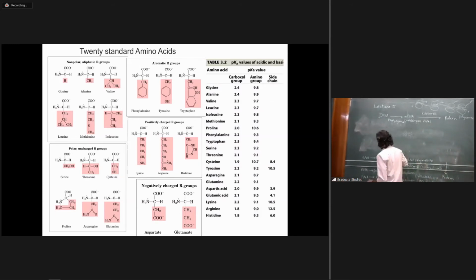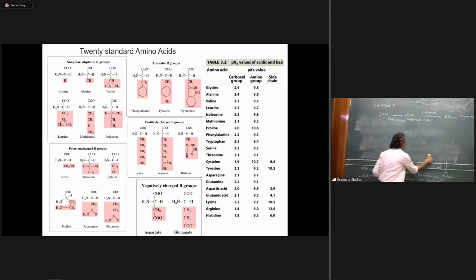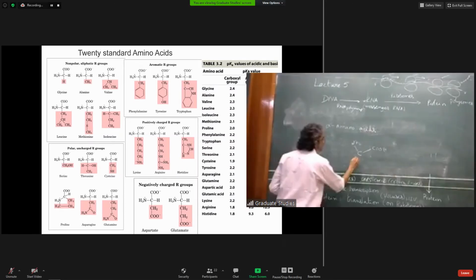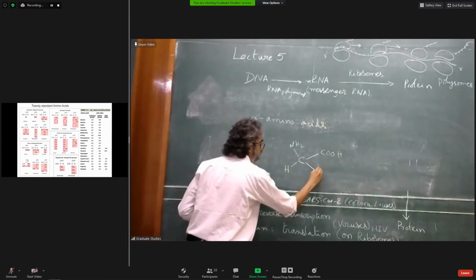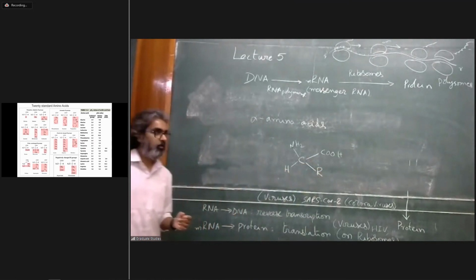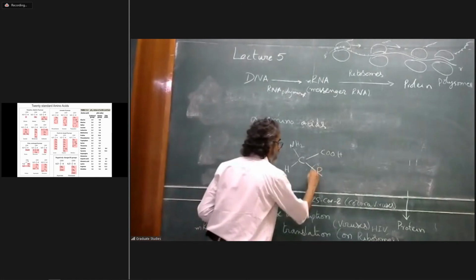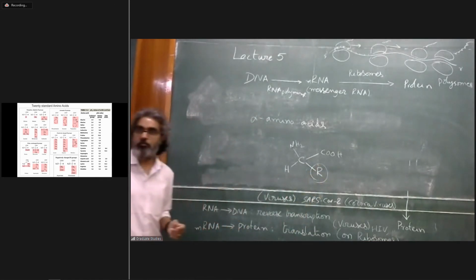So as the name suggests, these are amino acids. So you have an amino group and a carboxyl group, okay? And so these are alpha amino acids. Means that you have an amine group and the carboxyl group attached to the same carbon. Okay, and so you have a functional group R, which actually makes these amino acids differ from each other.